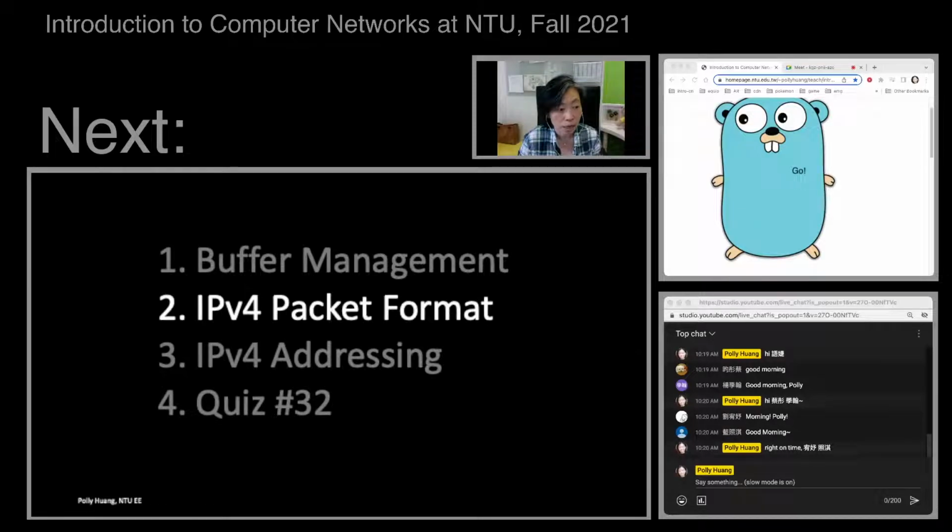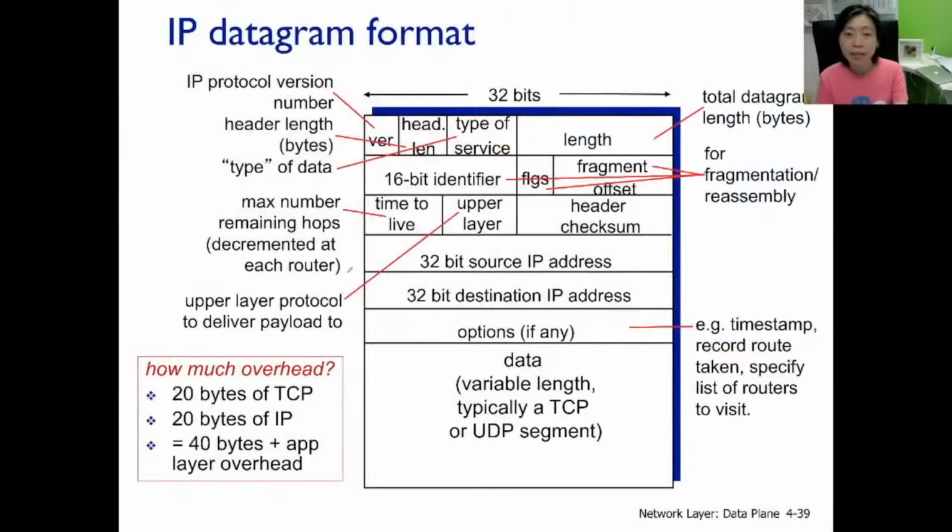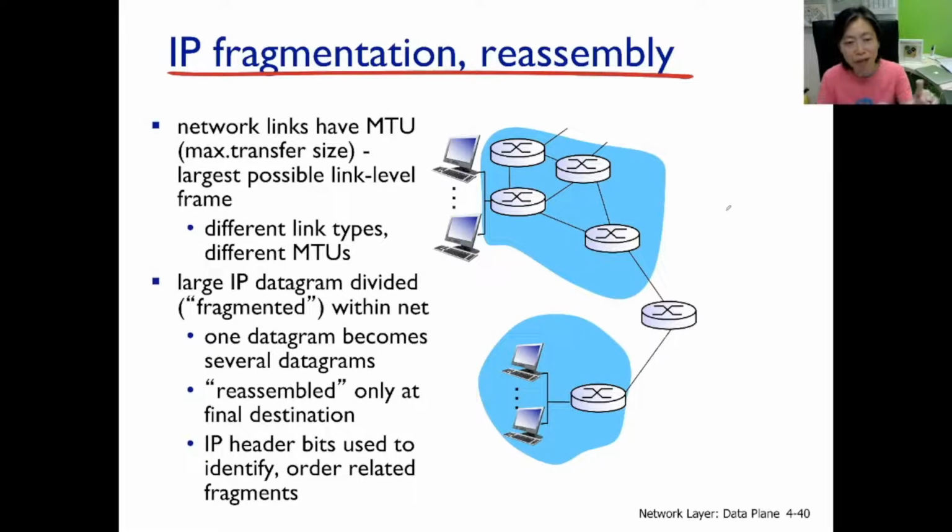Okay, the mechanism of doing fragmentation and reassembly. So that is the IP packet format. There's one thing we're yet to talk about, the fragmentation and reassembly. Remember the second row of the header fields. Those fields are related to this function, fragmentation and reassembly of the IP datagram. The reason we need this is this.